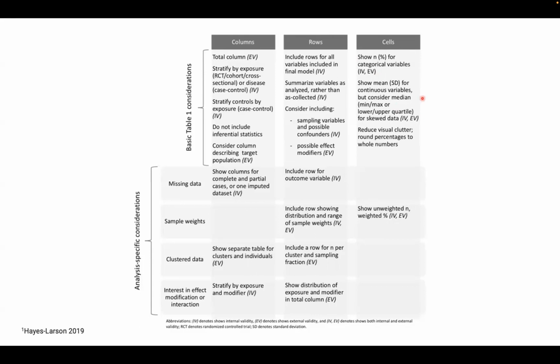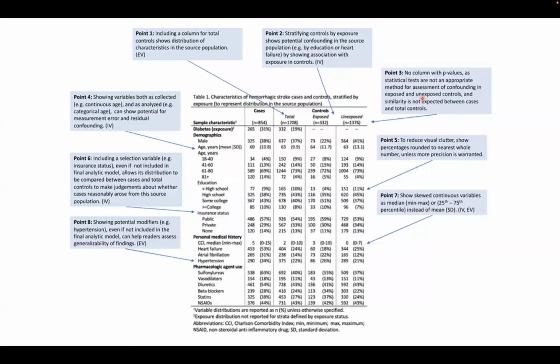So the table I have included here is again from that same publication, and this is an example table that they have. They're pointing out things that they think are good to include when making a table. For this particular example, they're talking about stroke cases and controls. You can see that they have a cases column here and then a controls column here. The first point that they make up here is including a column total for the controls that shows a distribution of characteristics in the source population.